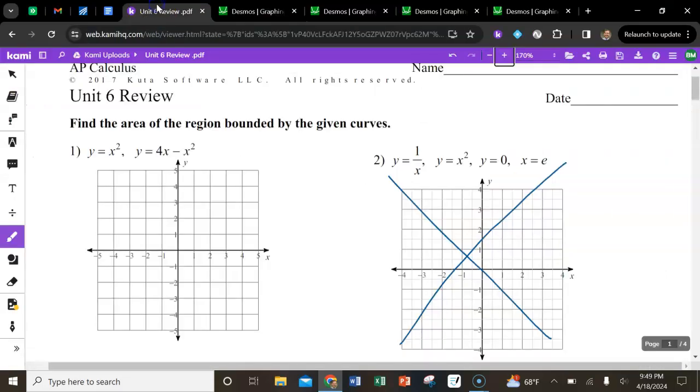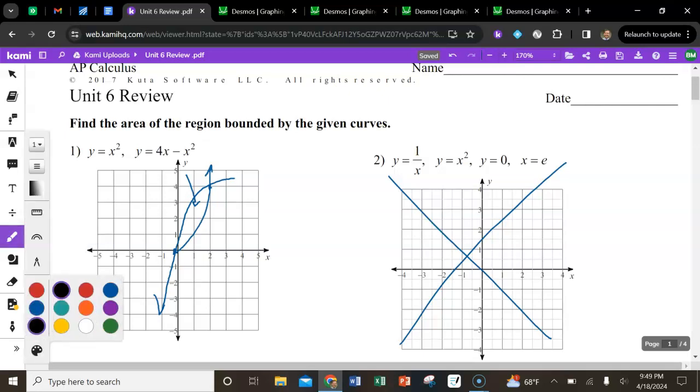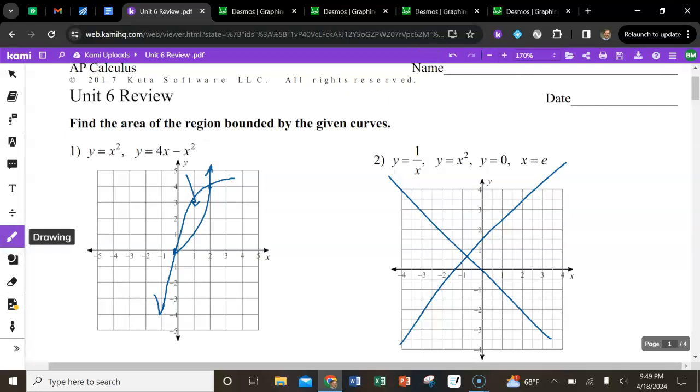So I'm going to go ahead and graph those 0, 0, and 2, 4. I've got one parabola going this way, and the other parabola is going to come this way. And all I care about is that region right there. Obviously, I'd want you to graph these in a little bit more detail than what I just did, but we just are trying to find the area of that region.